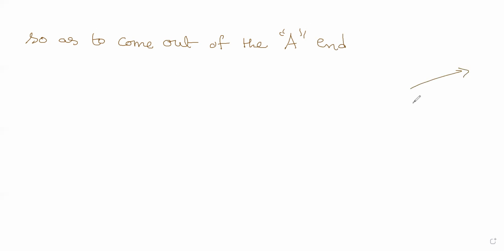So as to come out of the A end. It's like current is flowing from the A end to the B end inside, and somehow the B end is connected to the outer solenoid, and the current flows like this. In the outer solenoid S2 and in S1, it's this way in S1 and this way in the case of S2. Okay.